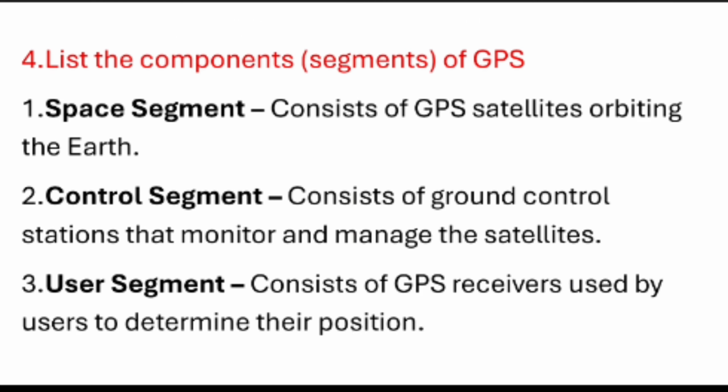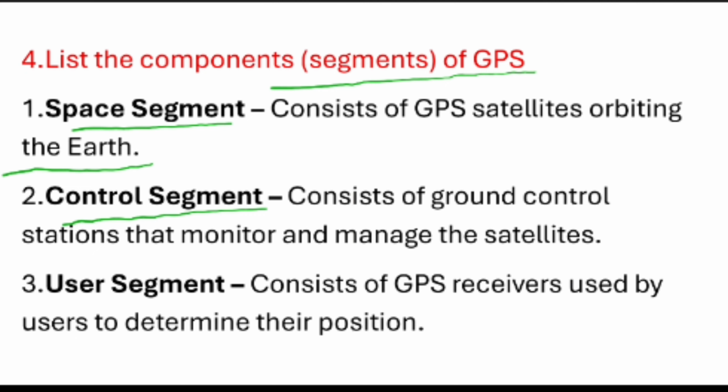Next is, list the components or segments of the Global Positioning System. Now GPS is nothing but the Global Positioning System. So first is the space segment. What will you get in the space segment? It consists of GPS satellites orbiting the earth's surface. That is the space segment. Coming to the control segment, it is controlled from the ground, whatever is in the monitoring control stations, which will monitor and manage the stations.